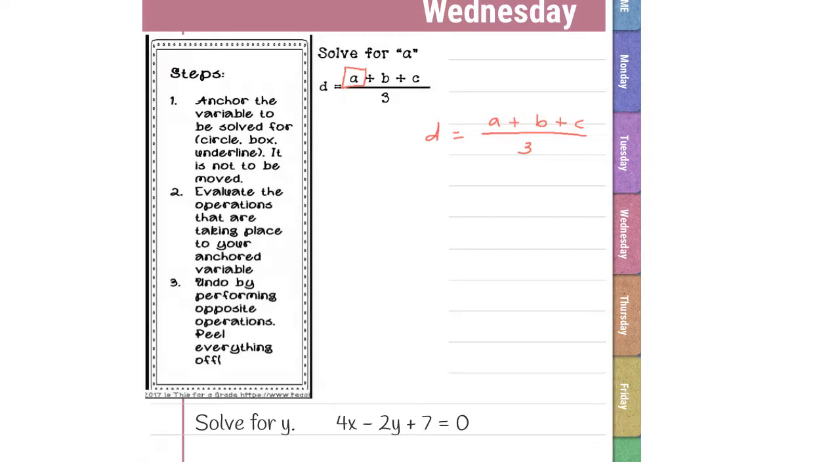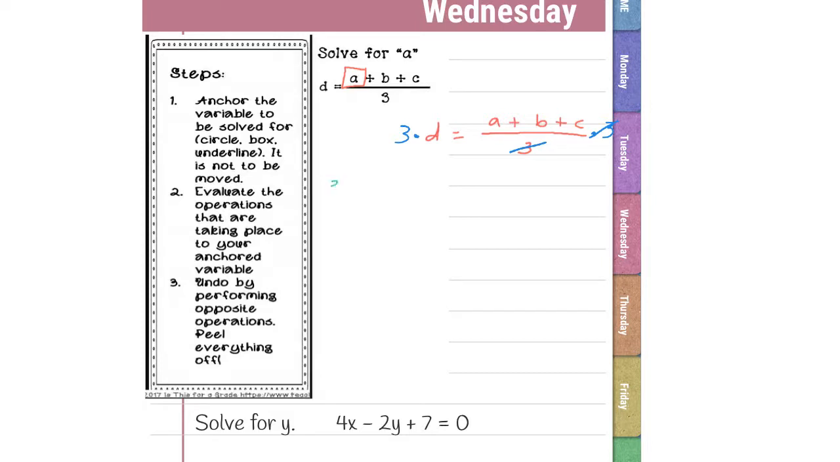Now we have to evaluate the operations that are taking place to your anchored variable. Right here, as you can tell, this is being divided by 3. We want to get rid of this so that we only have the top and it looks a lot nicer to work with. So what is the opposite of dividing? Well, that is multiplying. So I'm going to multiply by 3 on both sides. So this is 3 divided by 3, which reduces to 1, so we no longer have it there.